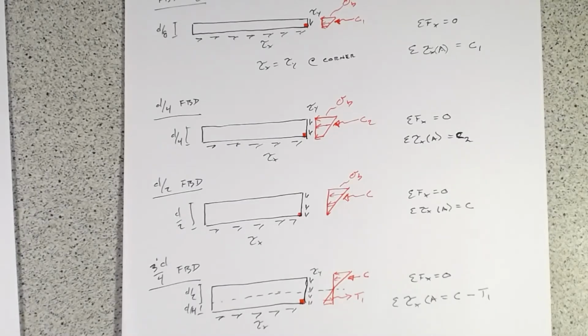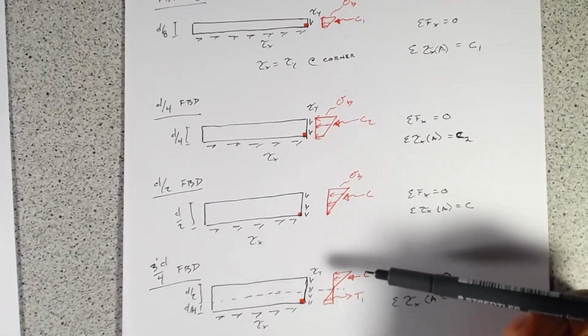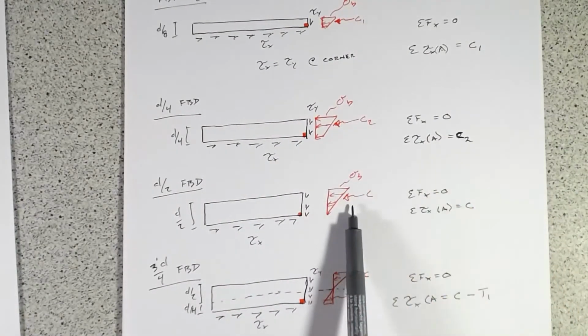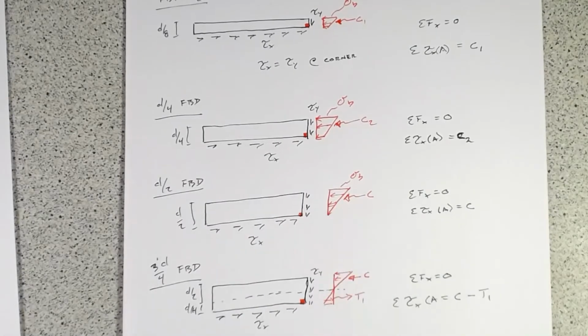All right, so we've learned something. So as we go down, we get bigger and bigger because we have a larger and larger compression force that we have to resist with this longitudinal shear force.